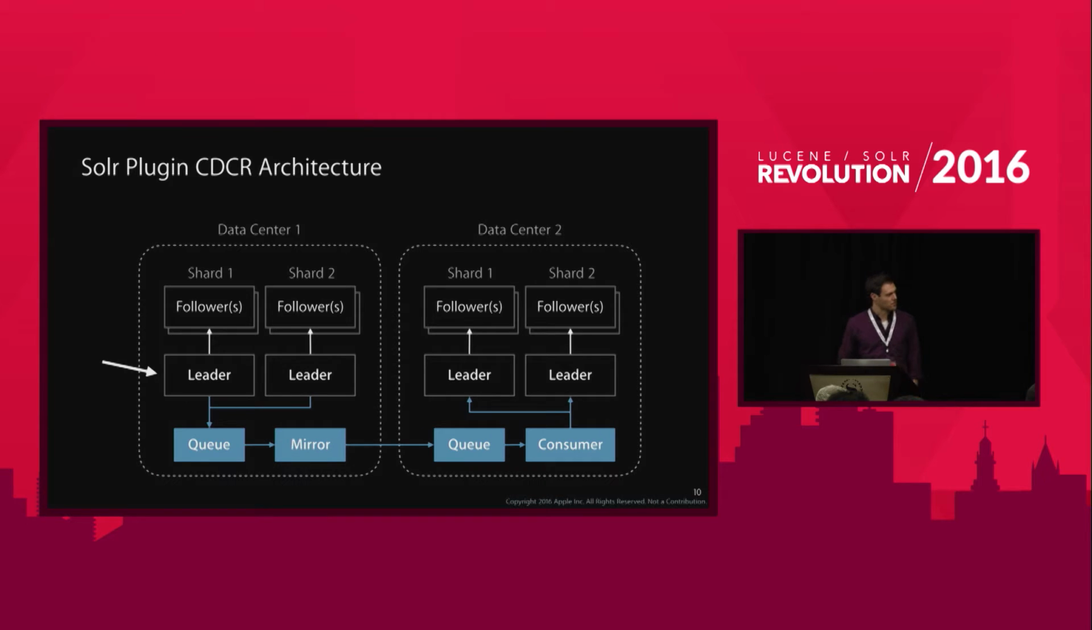The architecture itself is actually quite a bit different, though. We stand up a bunch of extra services. Primarily, we have a queuing service running in all the data centers. So when an update comes into the leader in the data center that's receiving the write, it goes through the normal processing, and then it's put in this queuing service. And from there, a separate mirroring service moves it from the queue in data center 1 to the queue in data center 2. And then finally, another consumer will read it off that queue and submit it to the corresponding leader in that data center using SolrJ or something like that.